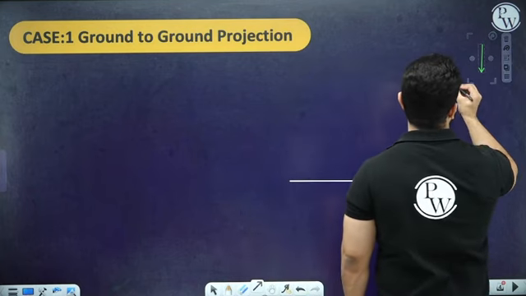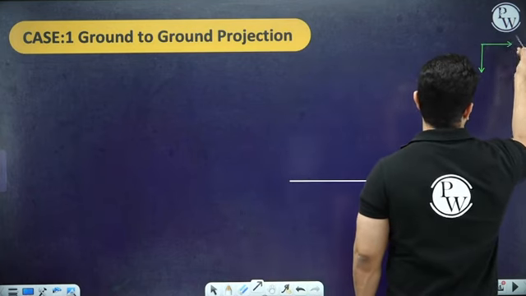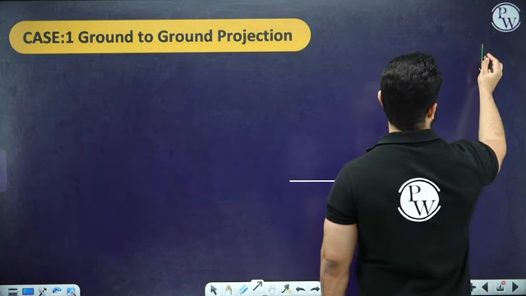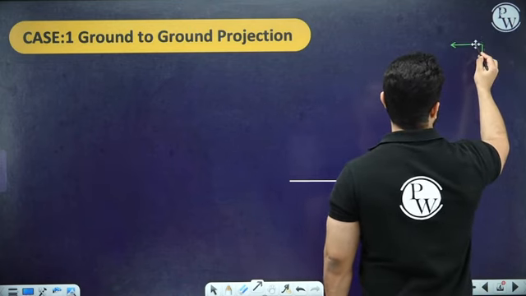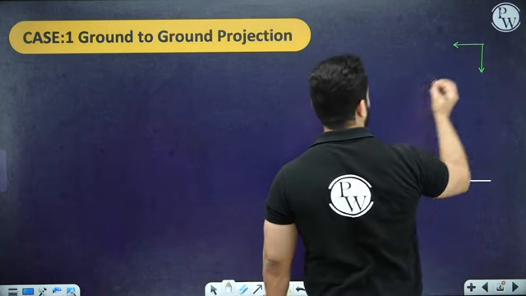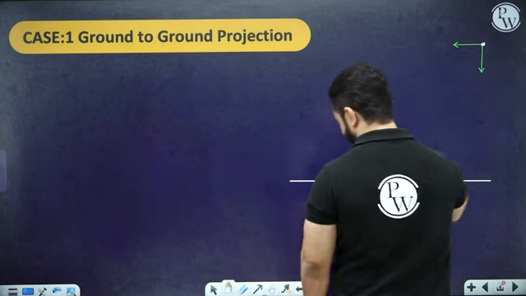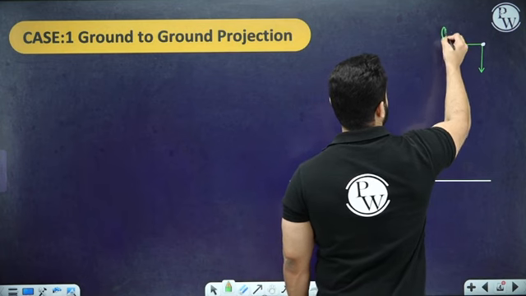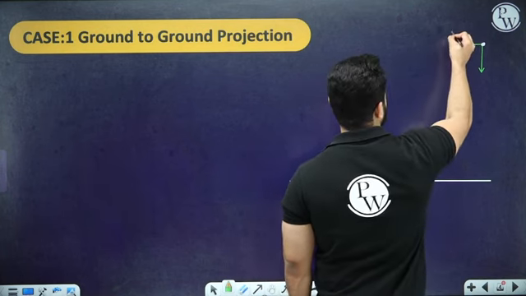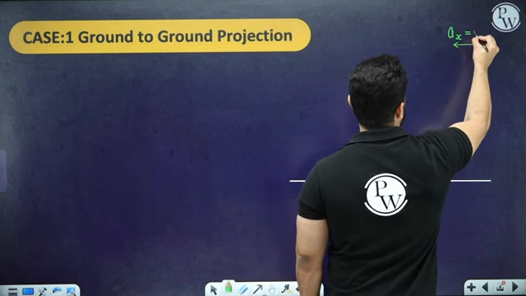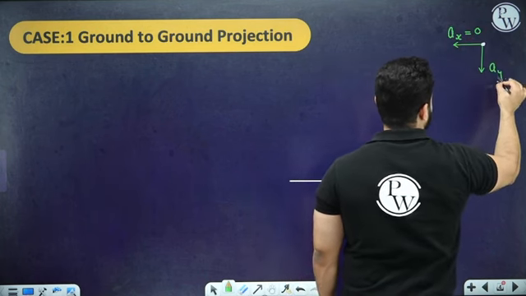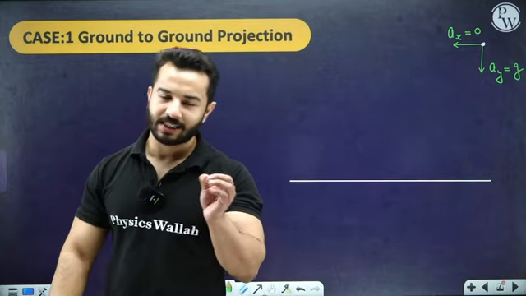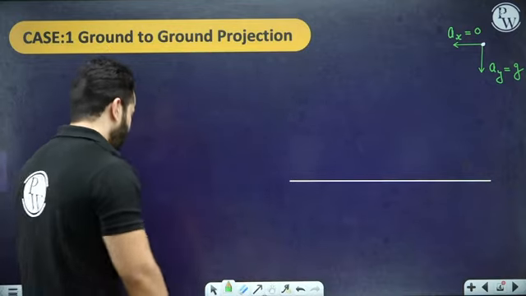And there is no acceleration along the x axis. Just a second, I'll just draw it something like this. So we don't have any acceleration along the x direction. So acceleration along the x direction is 0, and acceleration along the y axis is small g. Usually we are going to assume that its value is 10 meter per second square, right?